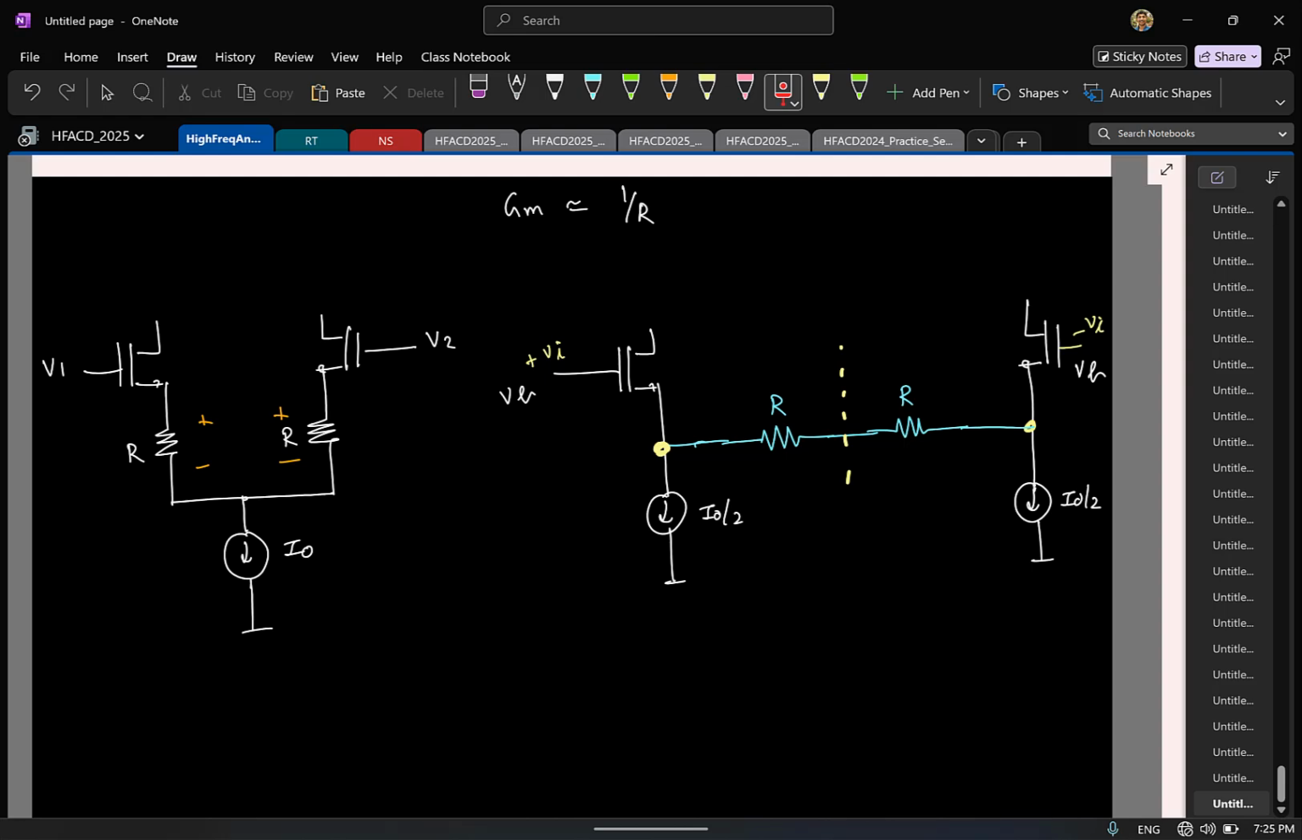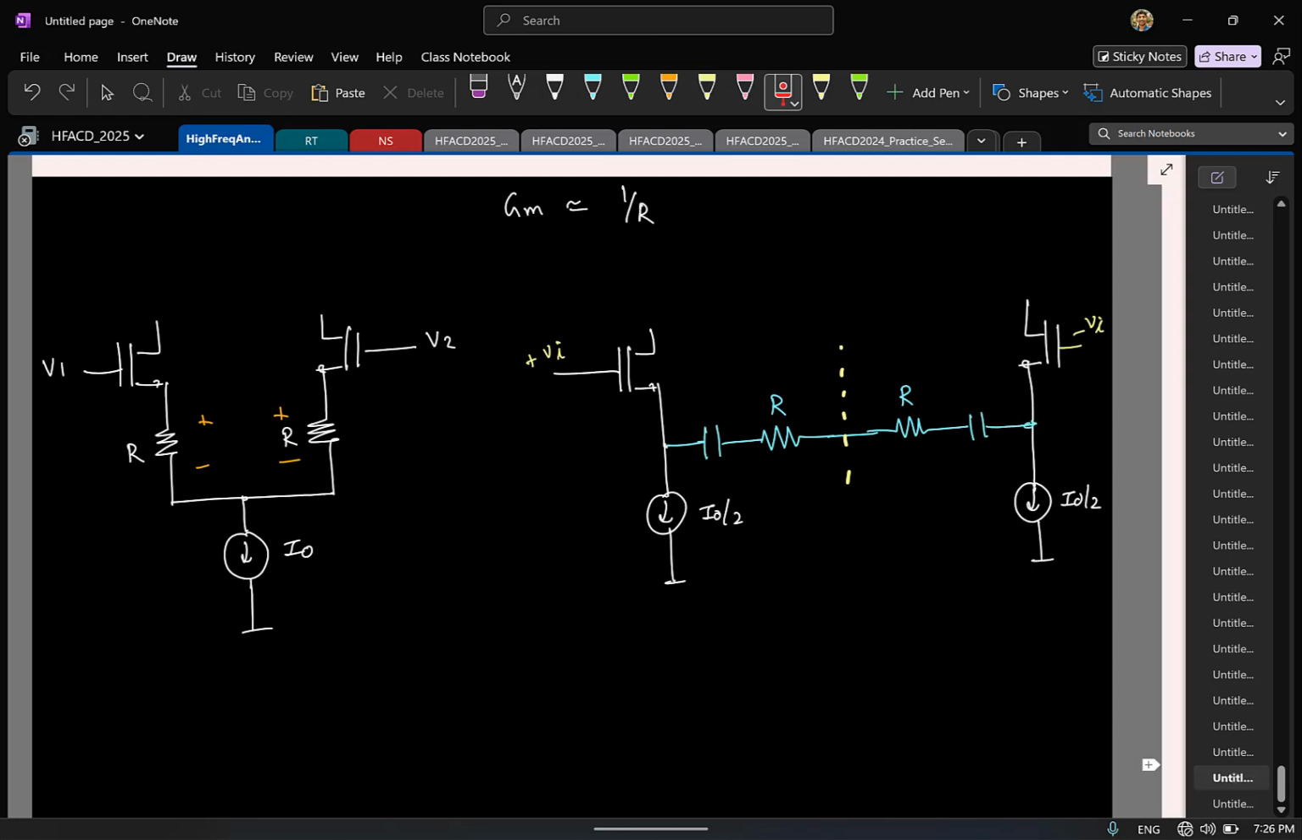Okay, CMFB variant one. We were actually sensing the common mode by using two resistors. It's not the same. I can understand you can see some similarity, but CMFB is completely different, right? Is this clear till this point?